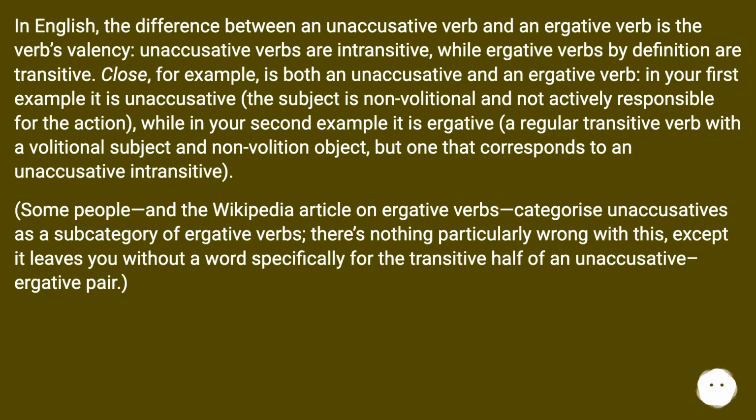Some people, and the Wikipedia article on ergative verbs, categorize unaccusatives as a subcategory of ergative verbs. There's nothing particularly wrong with this, except it leaves you without a word specifically for the transitive half of an unaccusative ergative pair.